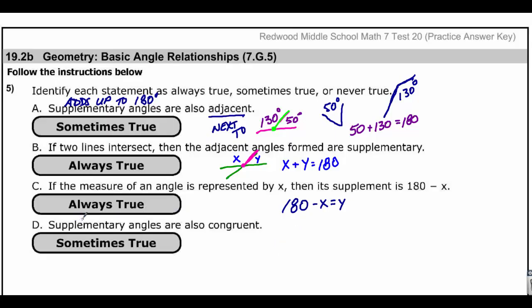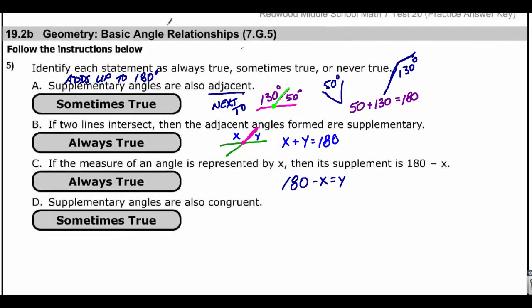And finally, supplementary angles are also congruent. Well, they can be congruent. The only time supplementary angles are congruent is if they both equal 90 degrees. Remember, the term congruent, for angles, means same size. So angles are congruent if they are the same size.